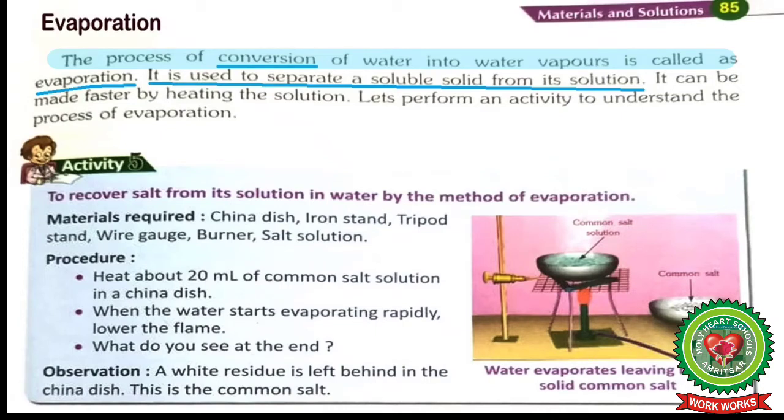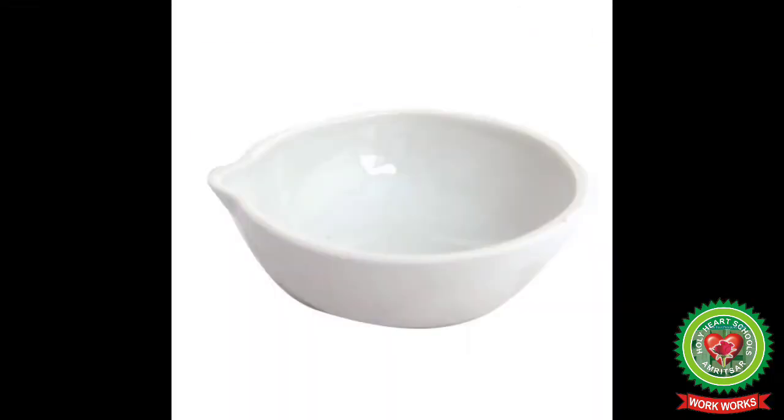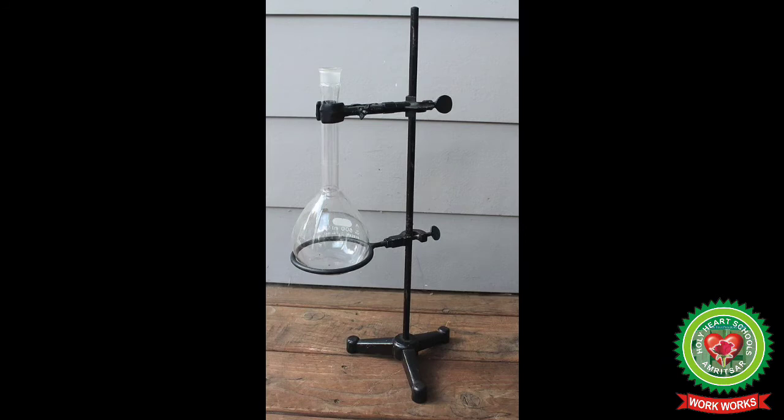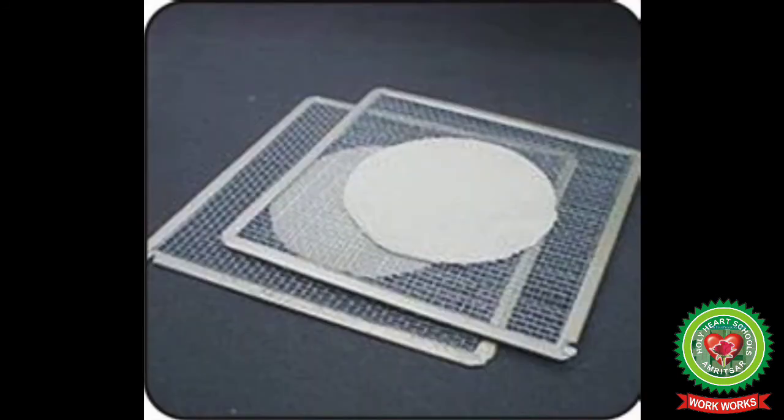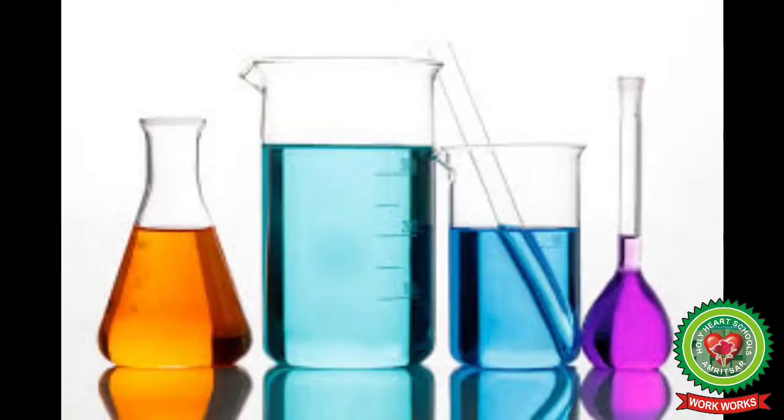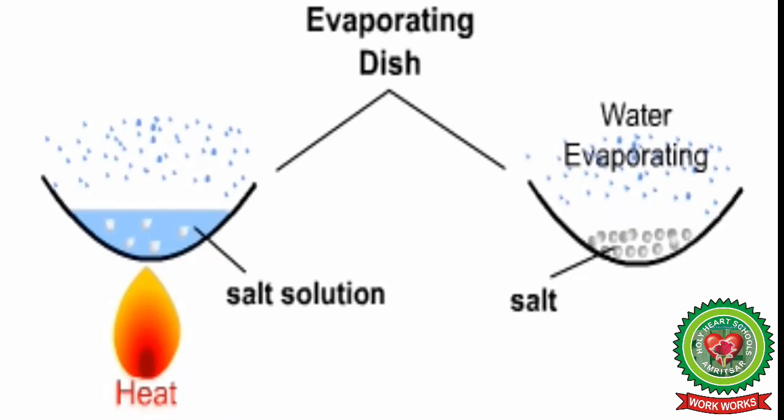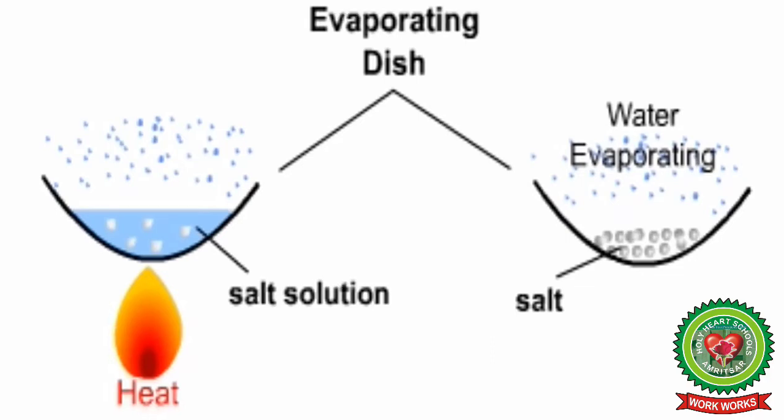Let's understand this method by the activity which is given in your book. Students, the materials required for this method are china dish, iron stand, tripod stand, wire gauze, burner, salt solution. Firstly, heat 20 ml of common salt solution in a china dish. When the water starts evaporating rapidly, lower the flame. So students, after a few minutes, you will observe that white residue will be left behind in the china dish, which is the common salt.